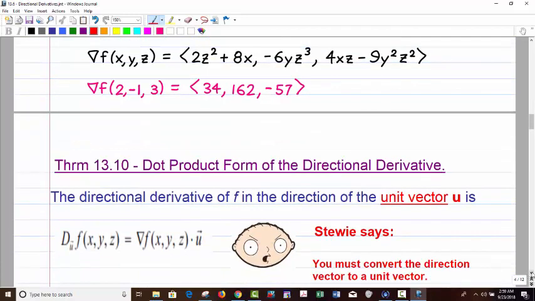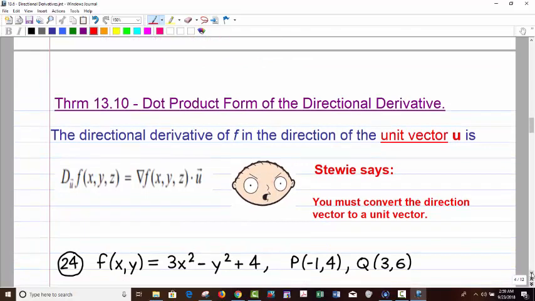Dot product form of the directional derivative. Now, in other words, we're going to be given a direction vector instead of an angle. We saw before if it gave you an angle theta, then your direction vector was automatically cos theta, sine theta. So now we're going to have some sort of random direction vector. It could be like 2i plus 5j or something. So here's how we handle a directional derivative in vector form.